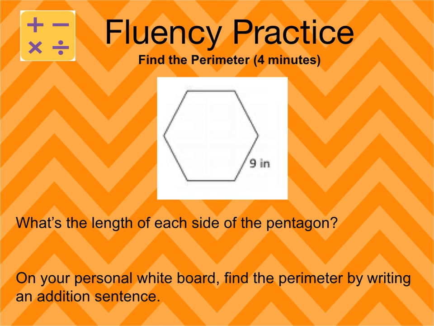Okay, here's my next shape. Let's look at our hexagon. I'm not sure why that says pentagon. And what's the length of each side of my hexagon? Each side length is the same, so they're all going to have the same measurement. So now on your piece of paper, I want you to find the perimeter by writing an addition sentence.